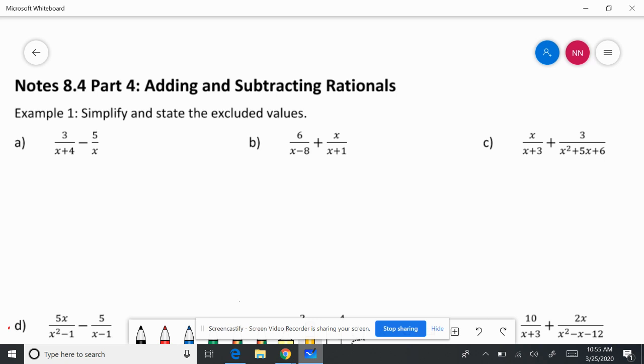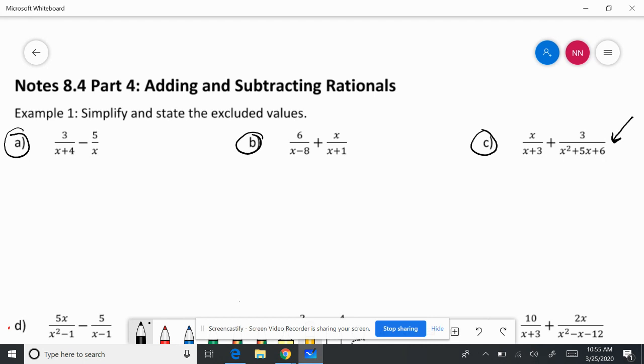Today's going to be our last day of going over adding and subtracting rationals. Our first two examples are going to be similar to what we did yesterday. So A and B is similar to what we did yesterday. C, D, and E is going to be a little bit new. You'll notice that here we're going to be working with trinomials as our denominator.